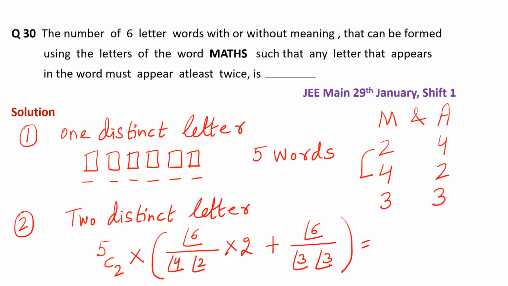Now students, let's find its value. It becomes 10 into, inside the bracket, factorial 6 upon factorial 4 into factorial 2. It becomes 5 into 6 divided by 2, and then we have into 2 again. It becomes 5 into 6, which is 30. And factorial 6 upon factorial 3 into factorial 3 becomes 4 into 5 into 6 divided by 6, which is 20. So finally this becomes 50 into 10, which is 500. Now students, we discuss the last case.